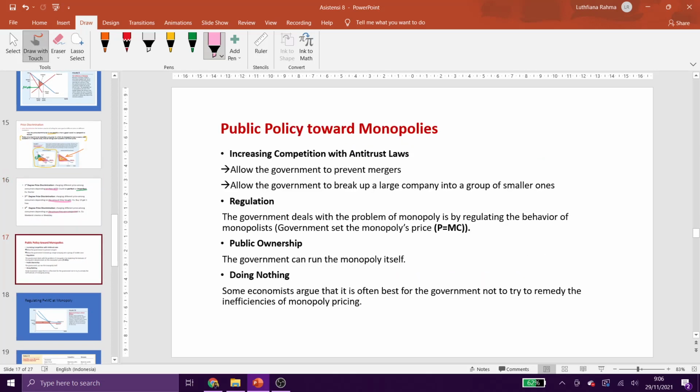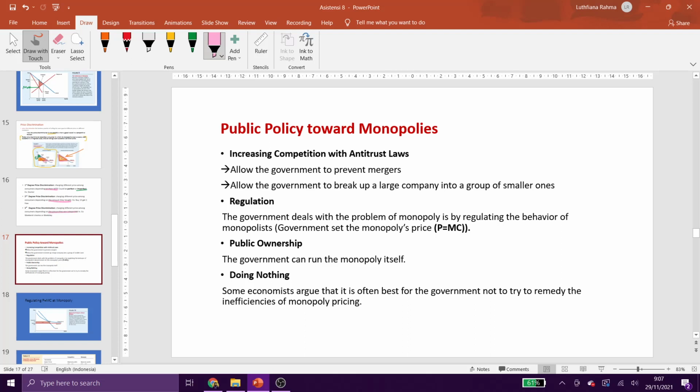And then later, I will also talk about public policy towards monopolies. Sometimes, to make sure that the monopoly does not produce a lot of inefficiencies, the government introduces public policy. For example, one, the government increases competition in the market with antitrust law, which in Indonesia means undang-undang anti monopoli. In these antitrust laws, the government prevents firms operating in quite the same markets from merging into one.